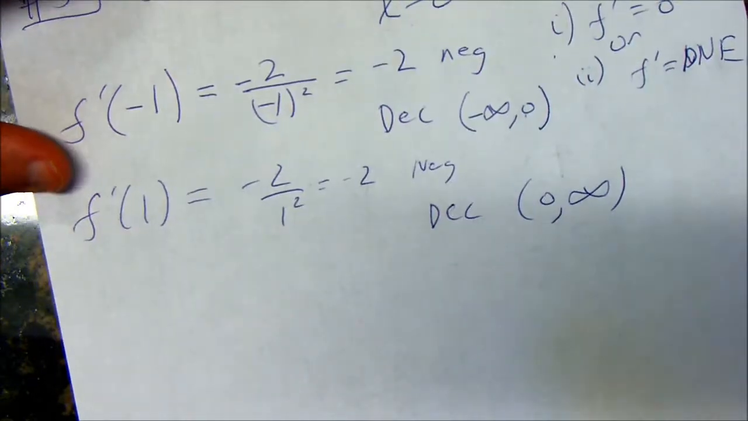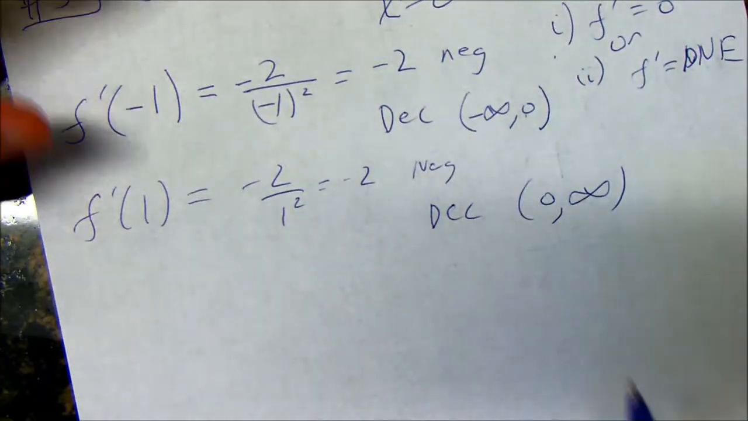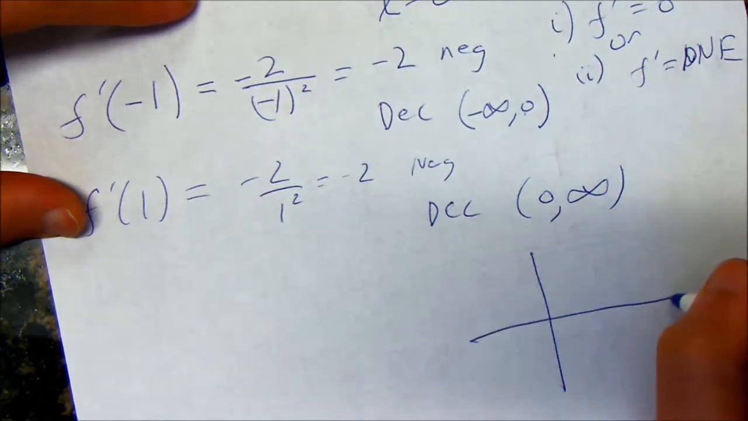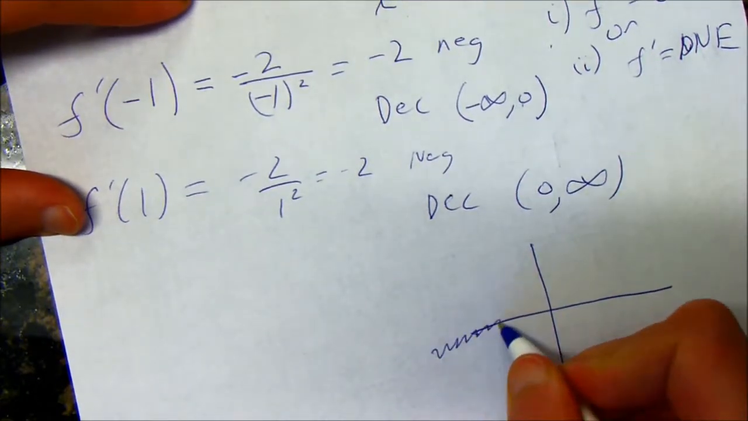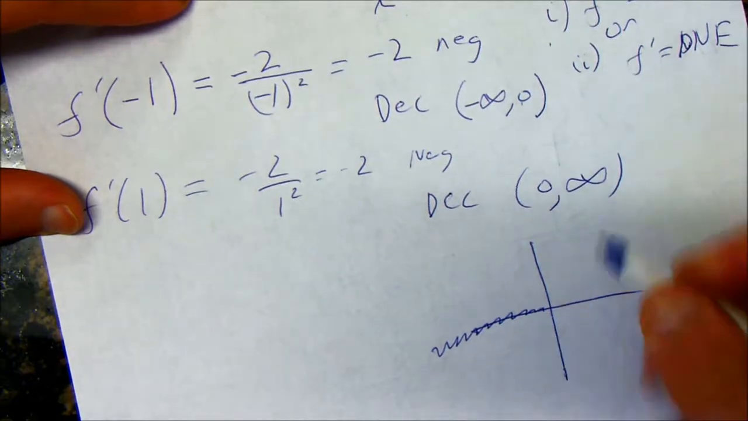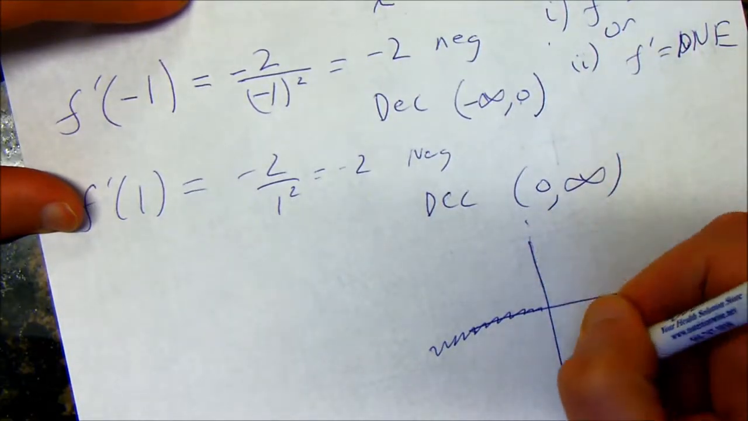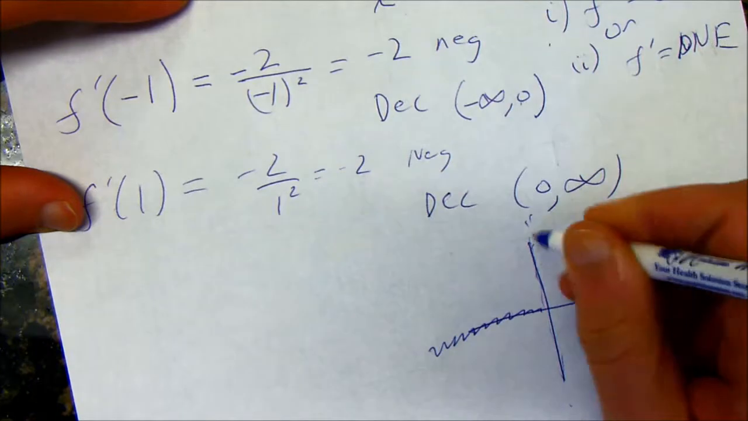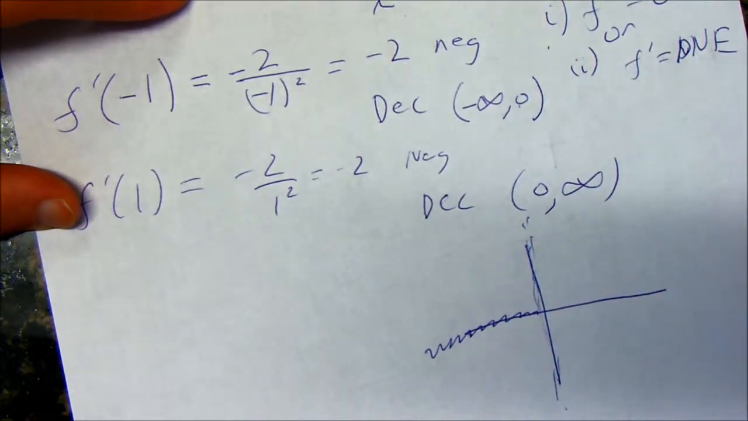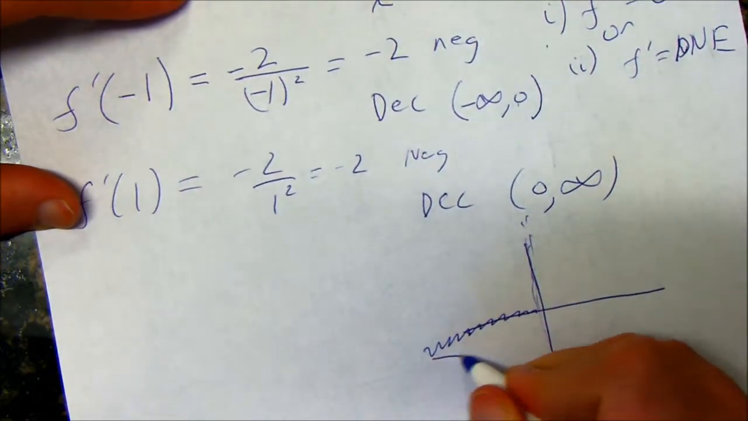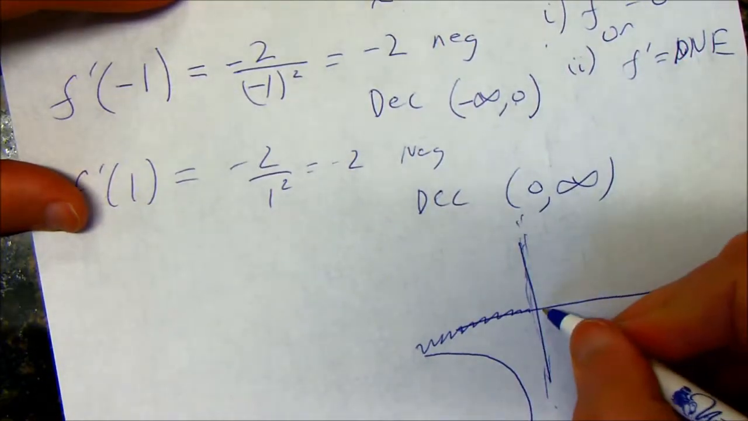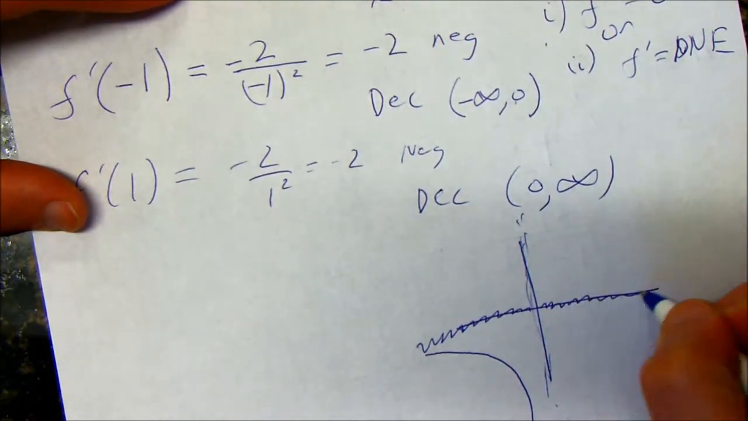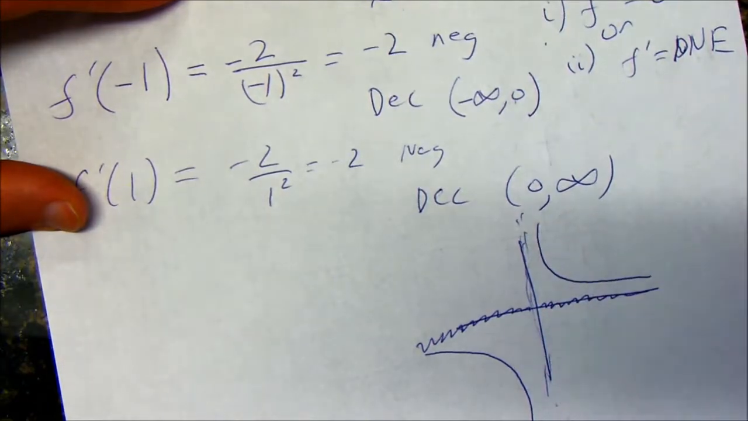So how do I put these together? I'm saying that this function is decreasing all through here, but then right at 0 there's a vertical asymptote, so I can't say what its behavior is. I just say it's not defined or it doesn't exist. This function looks like this, by the way, on this side. And then on this side it starts to decrease immediately after 0, because the function looks like this.